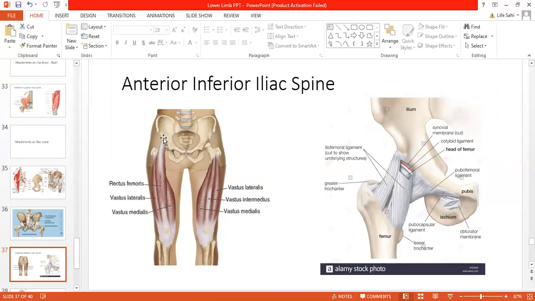Below the origin of rectus femoris is attached another structure called the iliofemoral ligament. It is one of the very important ligaments related with the hip joint. So this ligament also gets attached just under the anterior inferior iliac spine. Here you can see the iliofemoral ligament being attached over the rough area just below the lower surface of the anterior inferior iliac spine.